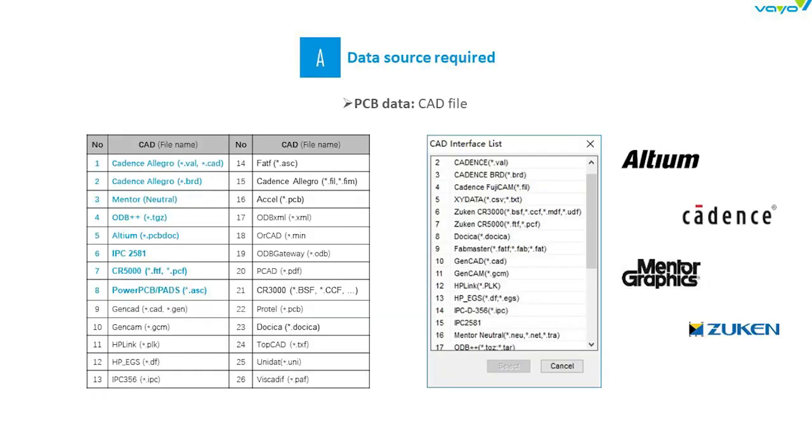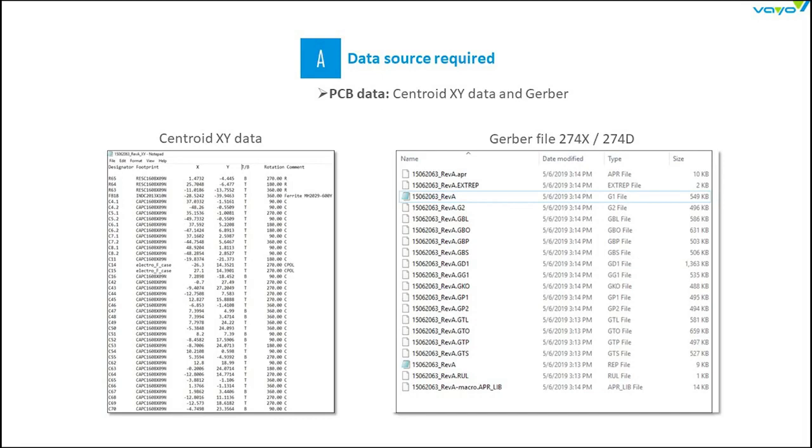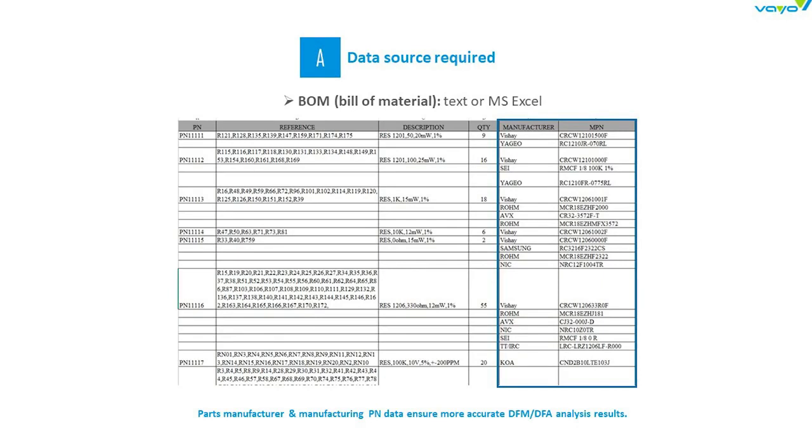For DFMDFA analysis, we need PCB data and a bill of materials data source. DFM Expert supports 2 kinds of PCB data sources. One is PCB CAD such as Altium, Cadence, Mentor, Zuken, IPC 2581, ODB++, and so on. Another PCB data source is Gerber files plus Centroid XY data. Gerber files could be RS-274D or RS-274X format. As for bill of material, component supplier and manufacturer PN information can ensure more accuracy of DFMDFA analysis results.